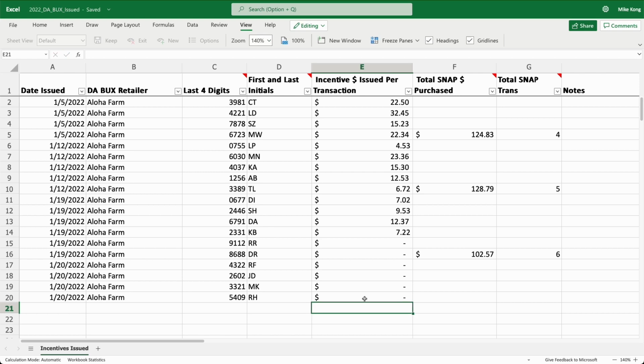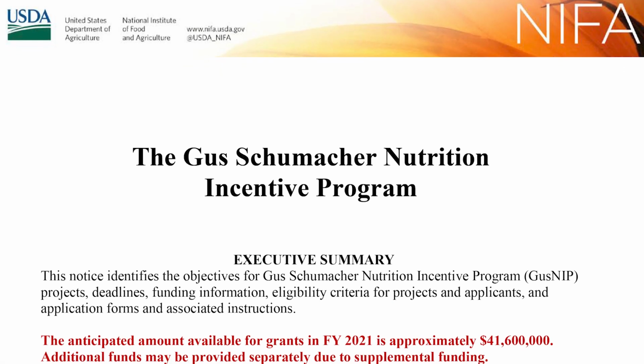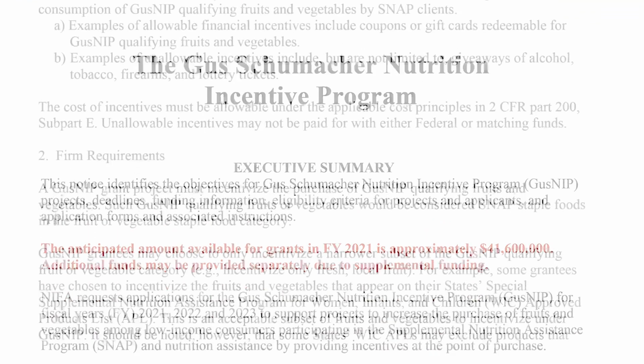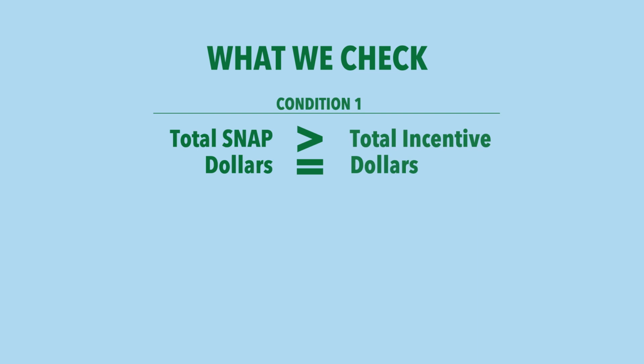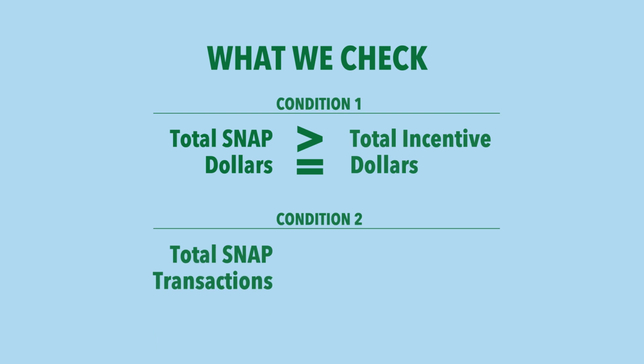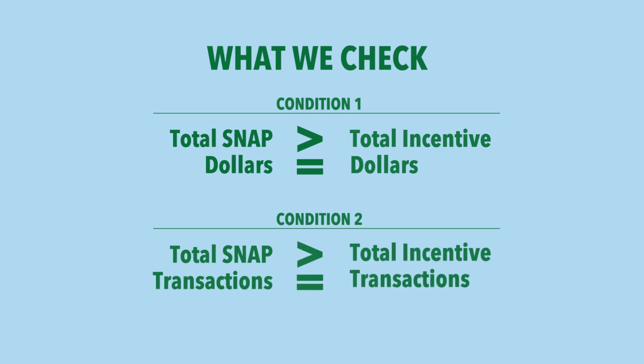like in these examples. Since the Debucks program is funded by the federal GusNIP program, Debucks headquarters staff will need to go through the data to make sure they comply with GusNIP rules. Specifically, we'll be checking if the following conditions are met. First, total SNAP dollars for the calendar month, the sum of column F, must be equal to or greater than the total incentives issued for the calendar month, the sum of column E. And second, the total count of SNAP transactions for the calendar month must be equal to or greater than the total count of incentive transactions for the calendar month.